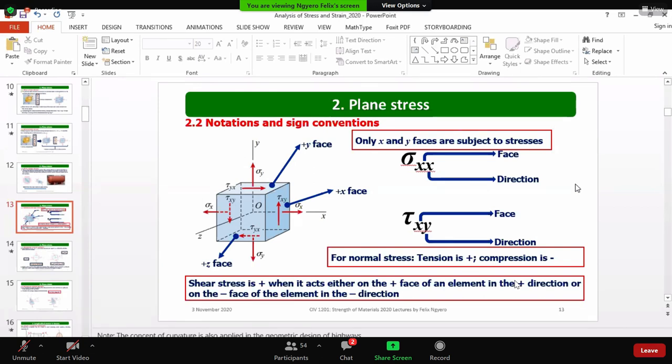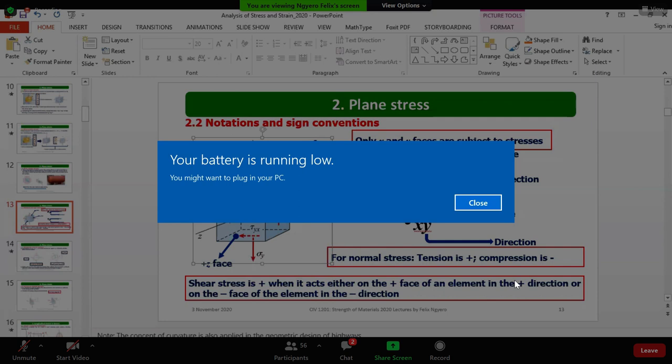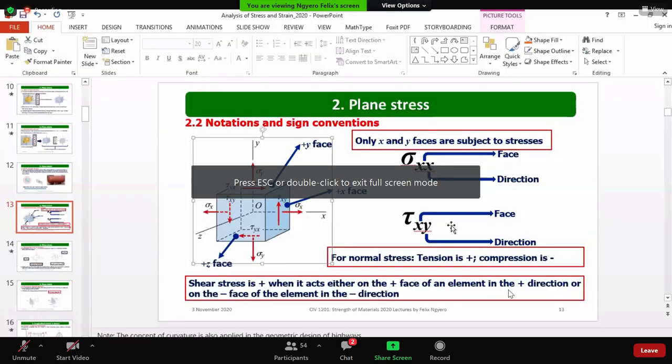No, these stresses act on faces, they act on some surfaces. First you have to know on which face the stress is acting. Once you've got the face on which it acts, the next thing is in what direction. It could be acting in the positive direction or the negative direction, depending on the numerical value. So both matter, the face and the direction.